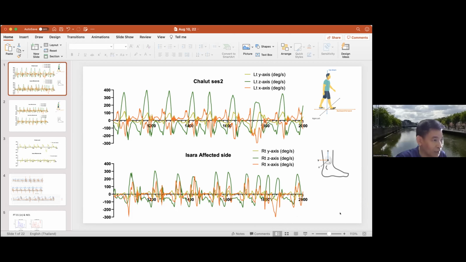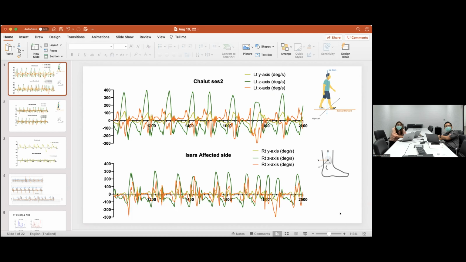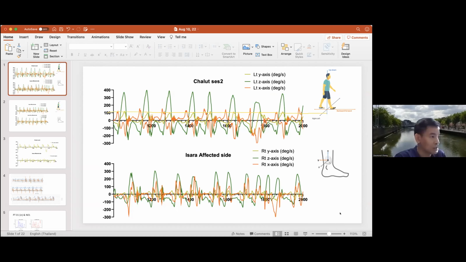Can you see the line that I'm drawing? No, we cannot see. Okay, we see it. Yeah, you see that. Okay, correct.